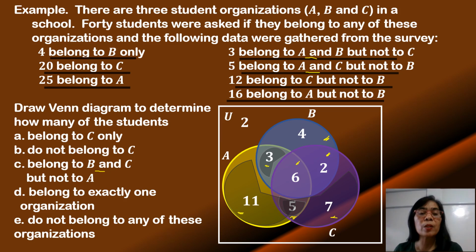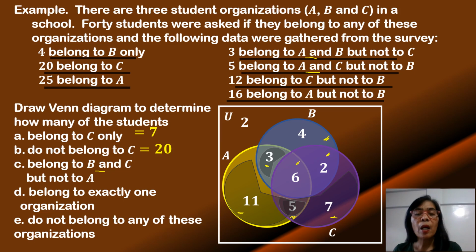Okay, so let us now answer the following questions. How many students belong to C only? So looking at the diagram, 7 students belong to C only. How many students do not belong to C? So if there are 20, we have here 7, 5, 6, and 2. This is 20. If there are 20 students belonging to C, and there are 40 students, that means there are also 20 students who do not belong to organization C.